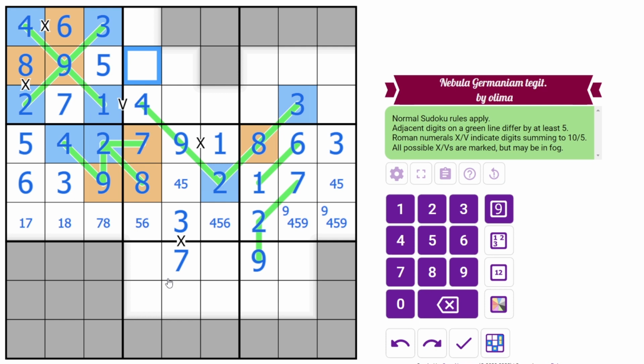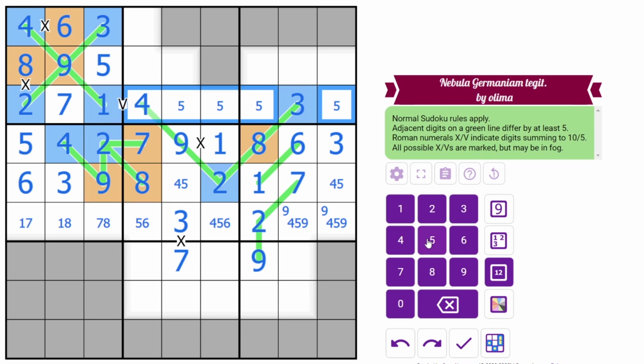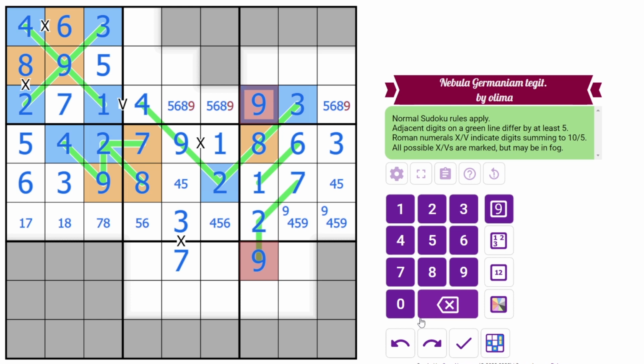I don't see all these four digits, right? Let's try to put those. So we will 1, 2, 3, 4, 5, 6, 7, 8, 9. This is not 8. Come on, this is not 8 or 9. This is not 9.